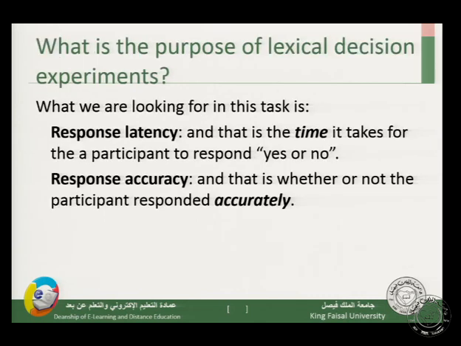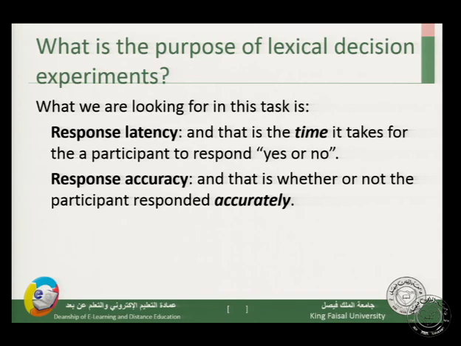So what is the purpose? Why do we have such experiments? How are these experiments linked to our course, which is psycholinguistics? What is the purpose of lexical decision experiments? First, in this task, we are looking at two things, and you have to remember this well. The first thing we are looking for is response latency. What this means is the time it takes the informant to click either yes or no.